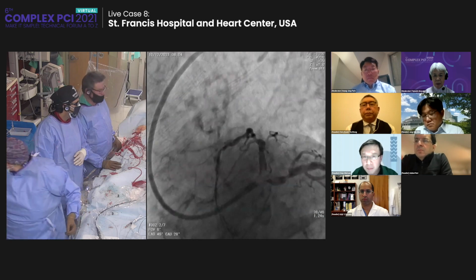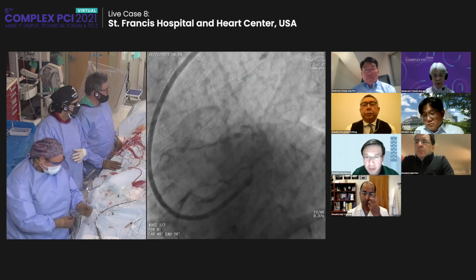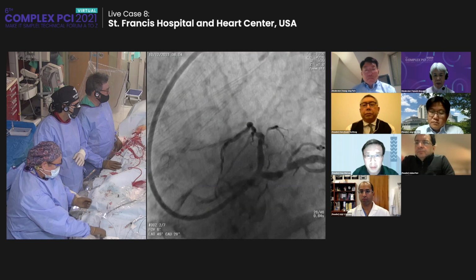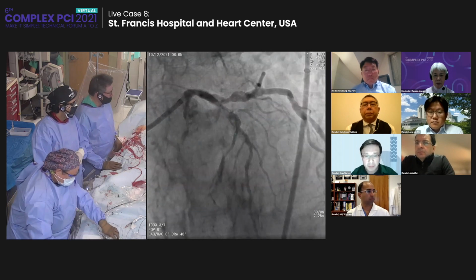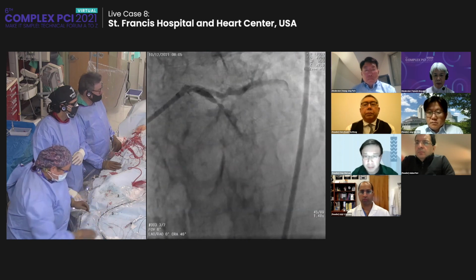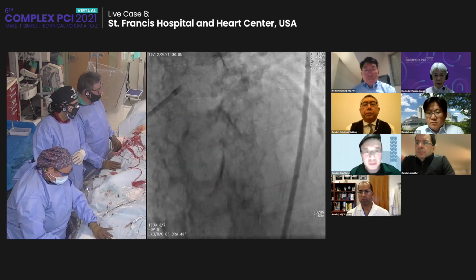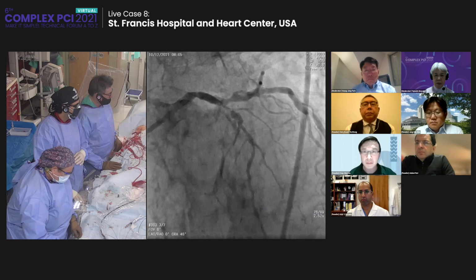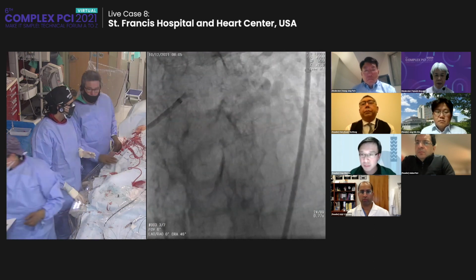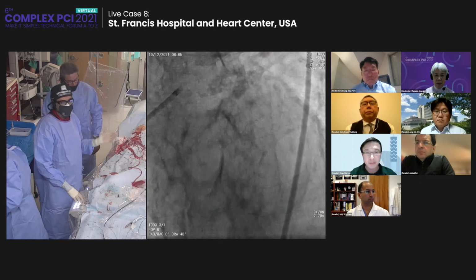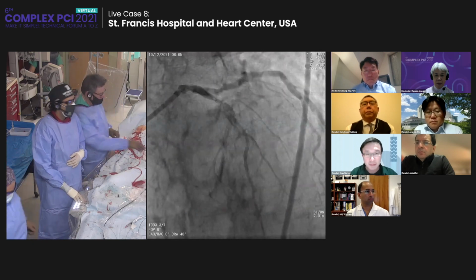Okay, so we have one LAO caudal shot, which shows that there's really some moderate disease in the proximal left anterior descending and proximal circumflex. But the problem is clearly in the proximal to mid left anterior descending with a very tight lesion, an aneurysmal segment distal to that. Now, angiographically, even if you have IVUS, you really can't see what's normal to normal here and where to land the device.